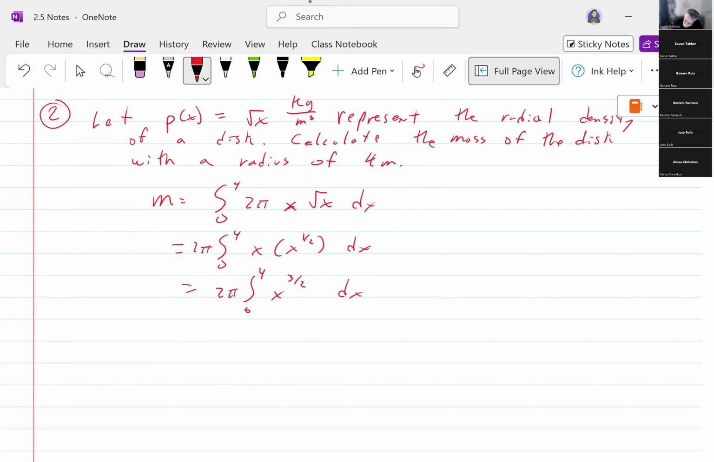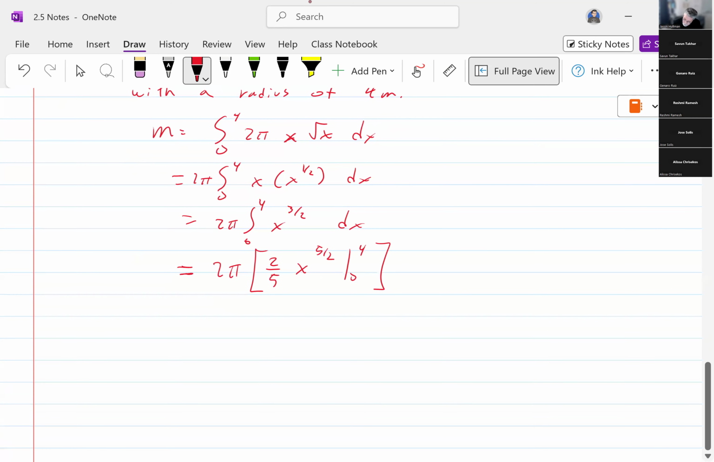Okay, let's integrate. This goes up to 5/2, so I multiply by the reciprocal 2/5, x to the 5/2 from 0 to 4, with a nice 2 pi out in front. Plug in 4 and 0, we get 2/5 times 4 to the 5/2 minus 2/5 times 0 to the 5/2, times 2 pi.